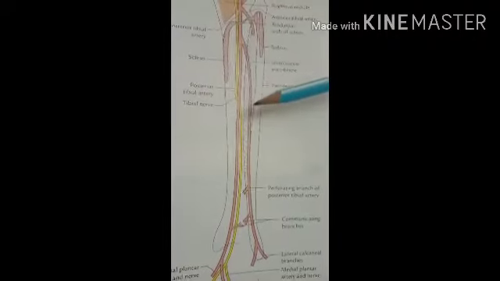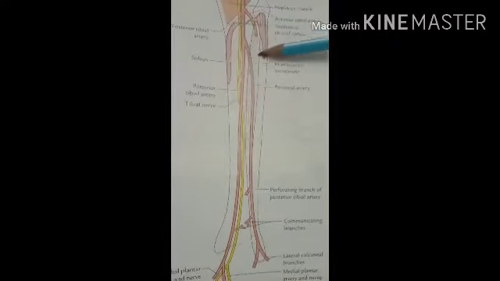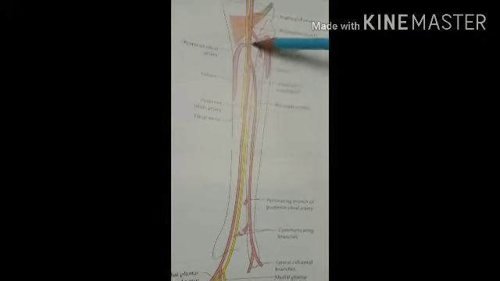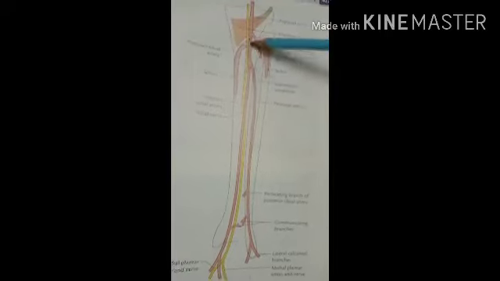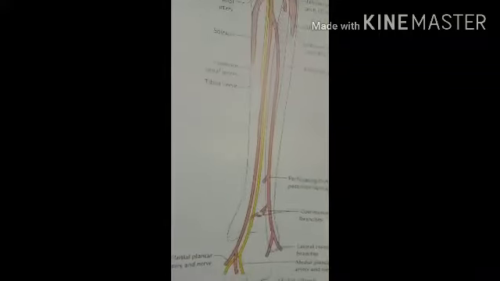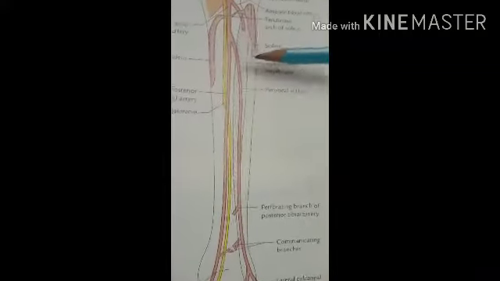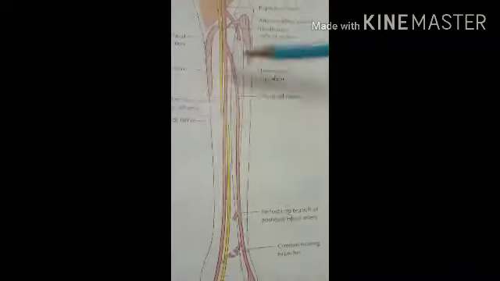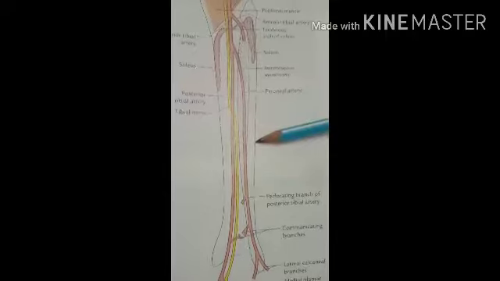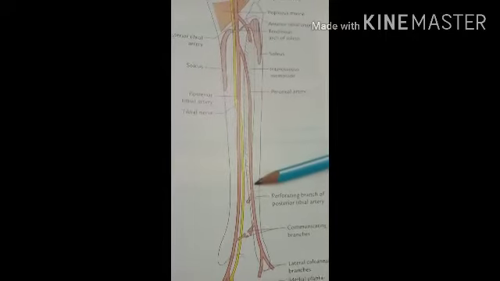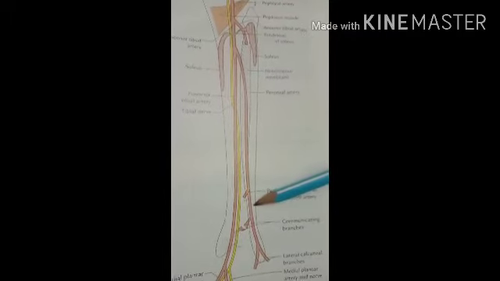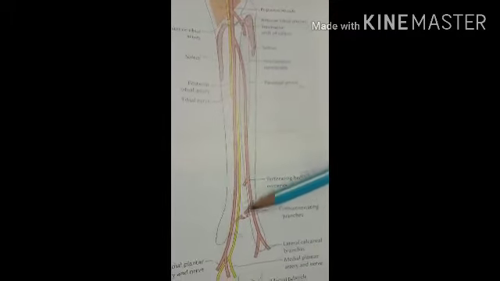Okay? Then it begins 2.5 centimeter below the lower border of the popliteus muscle. So you can see the popliteus muscle, and it originates 2.5 centimeter below the lower border of the popliteus muscle. Then in its course, it runs downwards obliquely towards the fibula and descends along the medial crest of the fibula. So here. Okay?